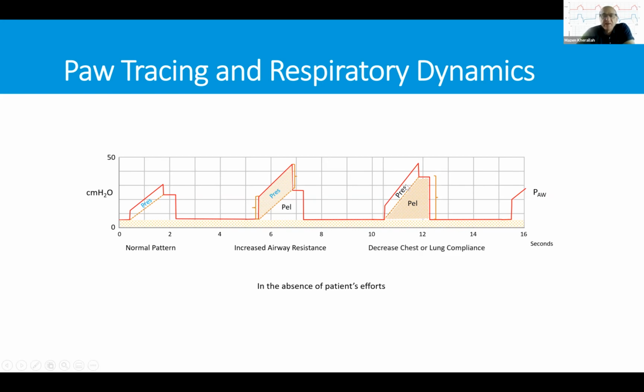If the elevation in the peak pressure is associated with an increase in the plateau pressure, and the difference between the peak pressure and the plateau pressure is the same, you can see the difference is not much increased compared to this case here, the second case. This would indicate that the respiratory dynamic problem is in the chest or lung compliance, meaning that it is decreased.